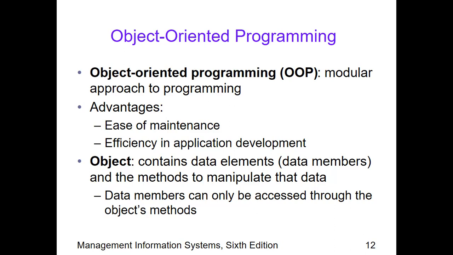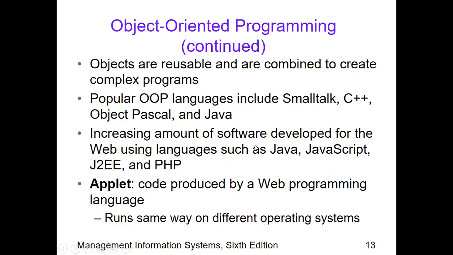Then the object would contain data elements, data members, and the methods to manipulate that data. Data members can only be accessed through the object's methods. So this is one thing that we should remember about this. All right. For OOP also, they're reusable. I'm talking about the objects, and they can be combined to create complex programs. Here are some popular OOP languages: Smalltalk, C++, Object Pascal, and Java.